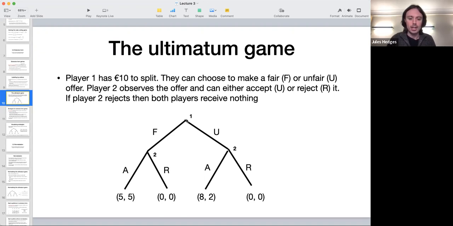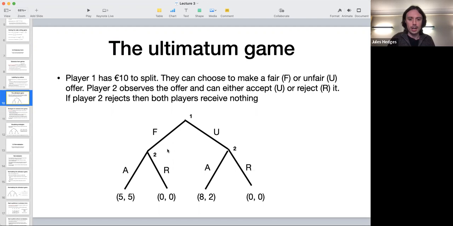And the player one has two choices. They can either make a fair offer, which is 5 for each, or they can make an unfair offer, which is 8 for themselves and 2 for the other. So player one chooses fair or unfair.